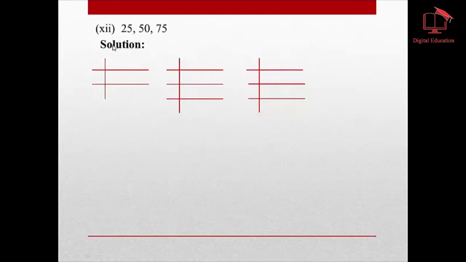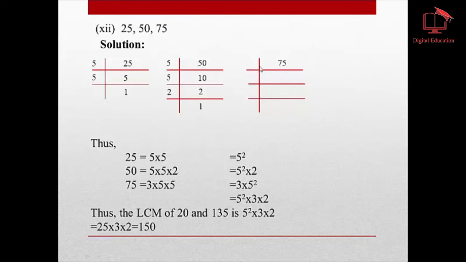Now the last part, 12. We have three numbers, 25, 50 and 75. Now we will find the prime factors. 5 5s are 25 and 5 1s are 5. Now 50: 5 10s are 50 and 2 1s are 2. Now 75: 3 5s are 15, and 5 5s are 25 and 5 1s are 5.